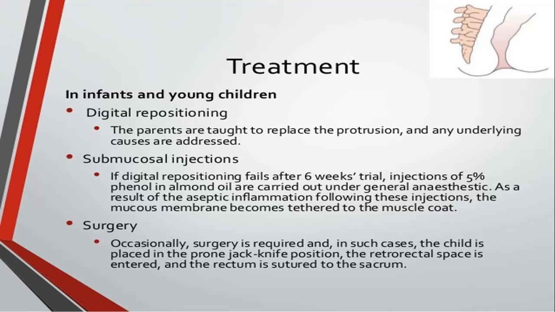So the submucosal injection you can apply in the area to cause an inflammatory reaction to the muscle coat. The inflammation starts between the muscle coat and the submucosa, and it tethers the submucosa with the muscle coat. So 5% phenol in almond oil is the injection which is applied in the submucosal area.